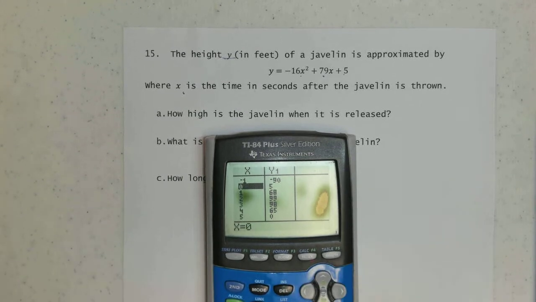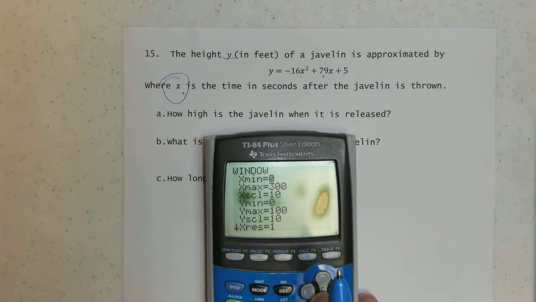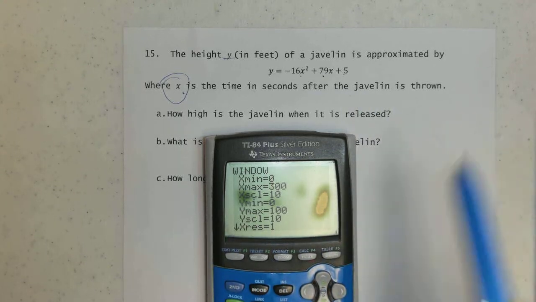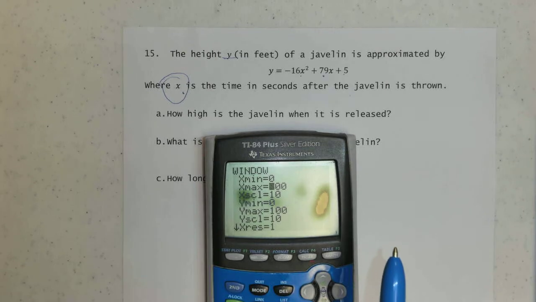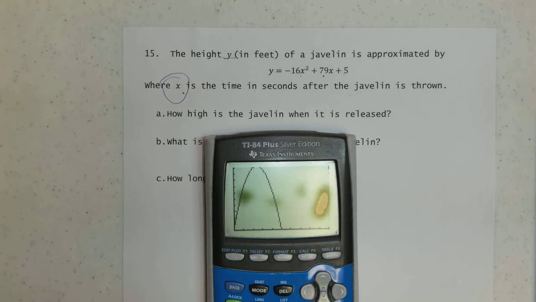Oh, time in seconds. This is my problem. How long is it in the air? It's not in the air for 300 seconds. Okay. When we did these before, we were doing how far it would go that way. So, let me change my time. Let's go to 10. Go by ones. Alright, that's better.